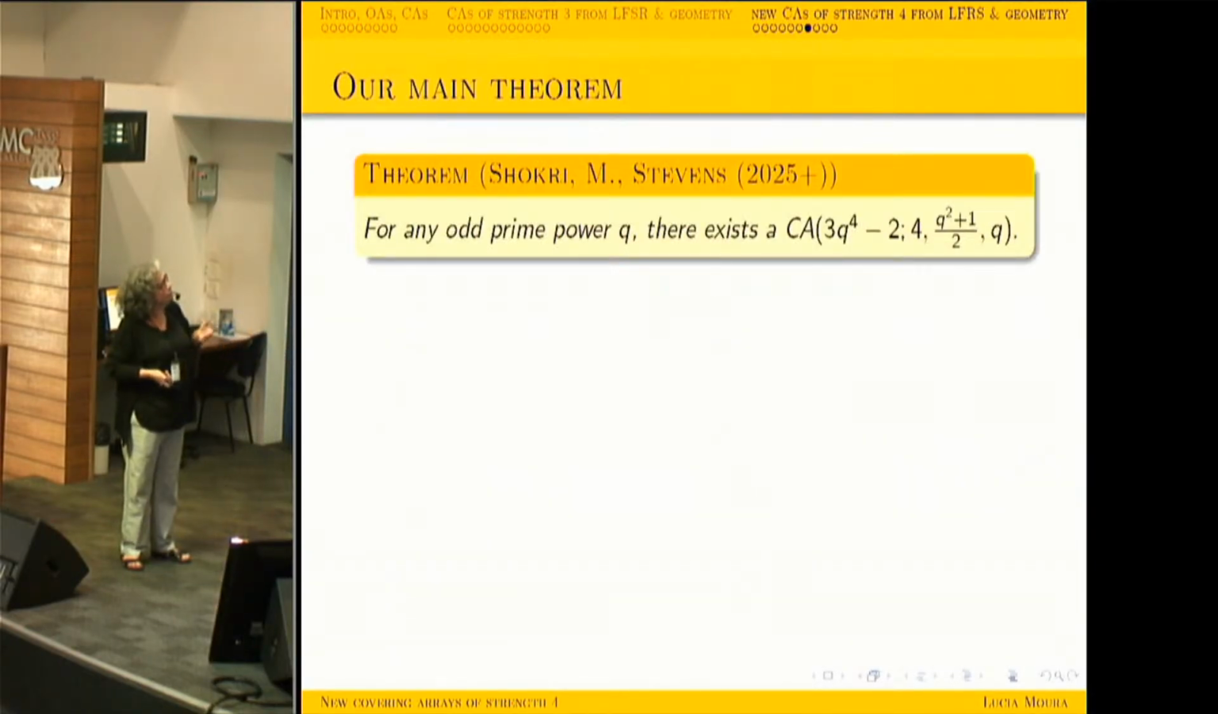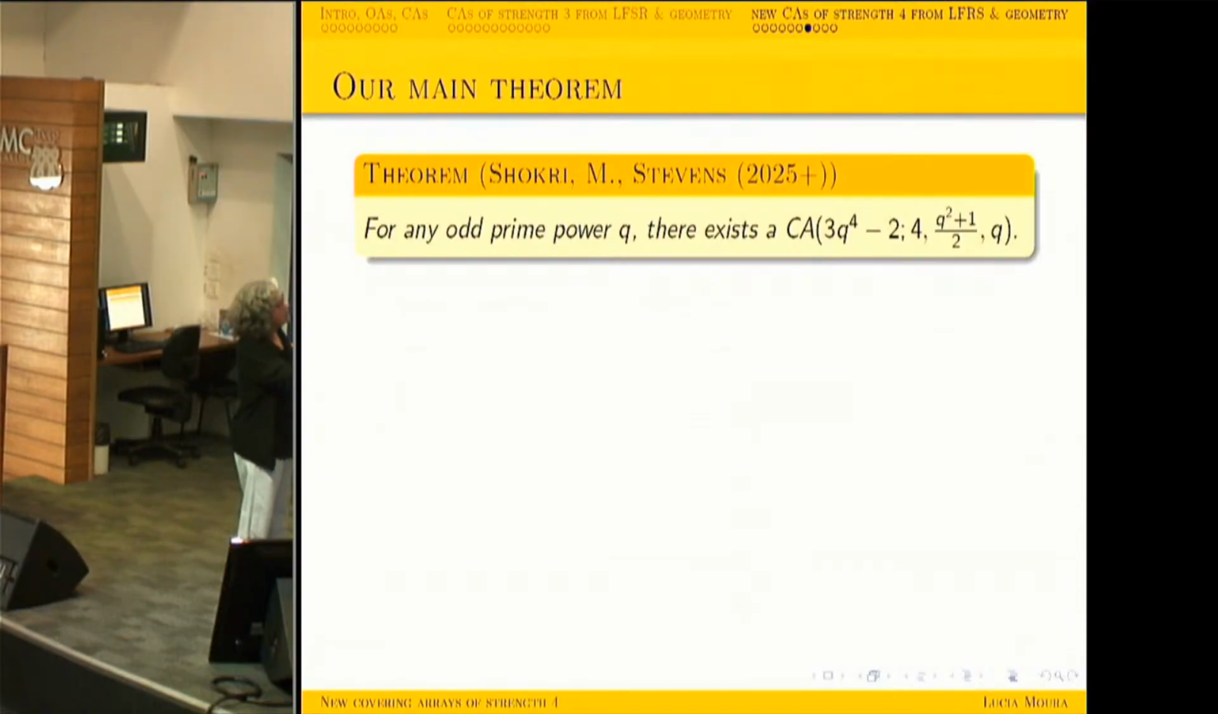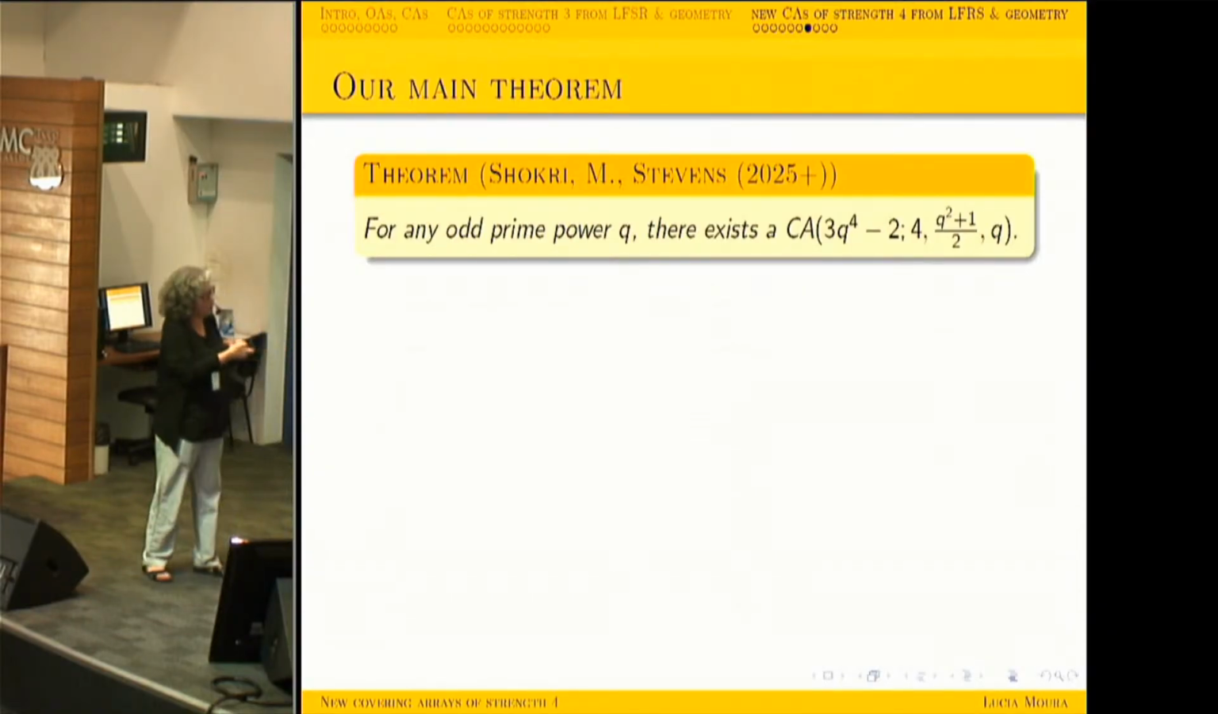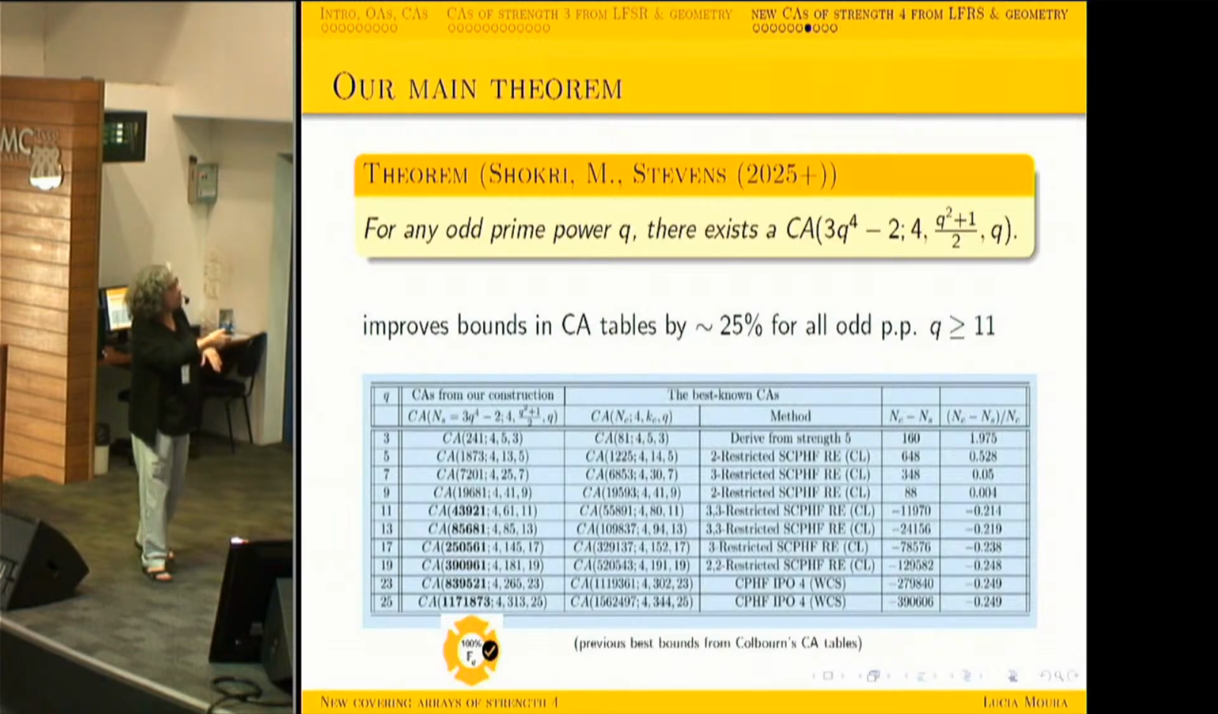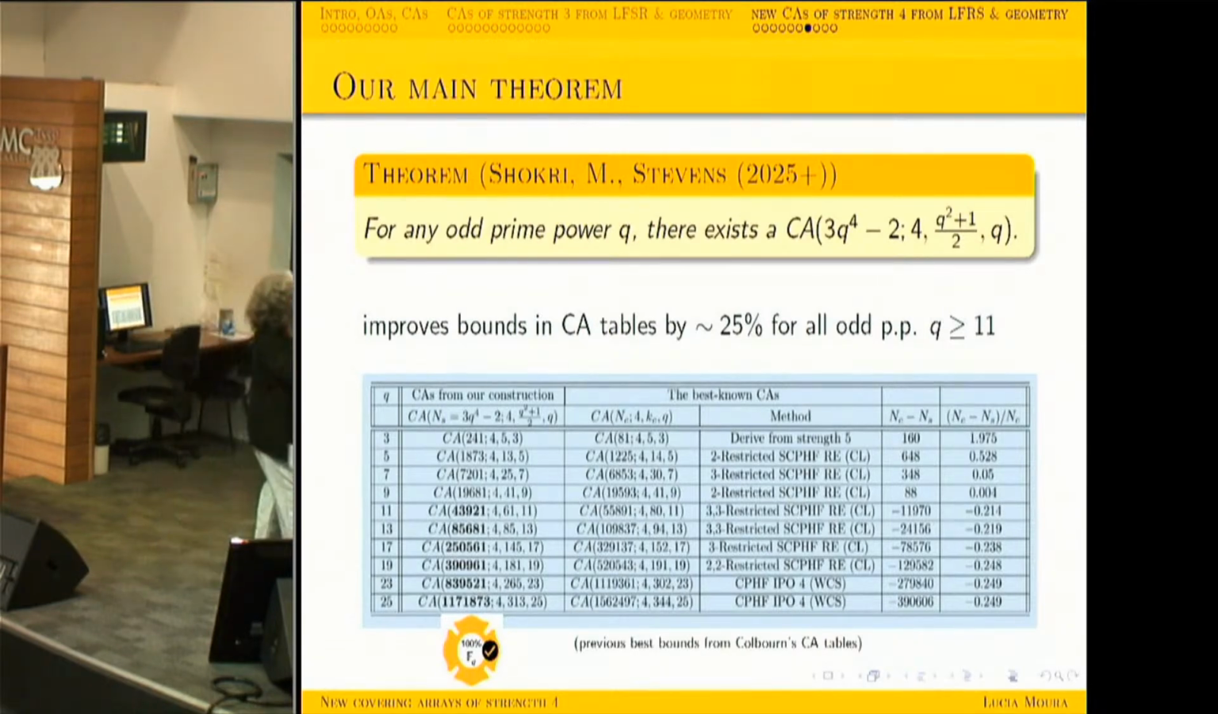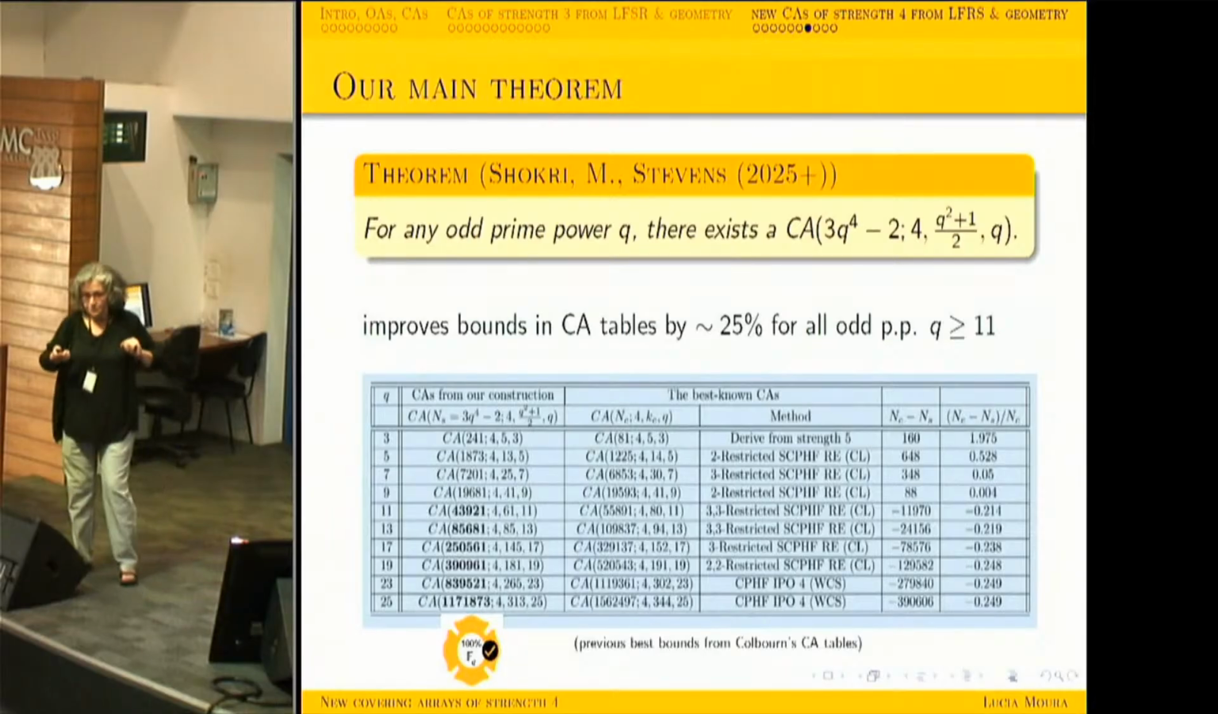And those are the parameters. The number of columns is half of the size of the ovoid. There are 3 of them, but I can throw away 2 rows of zeros that are not needed. I can reduce that. And then this decreases the bound on the best known covering array. These are the number of rows on the covering arrays in the tables by Colbourn. And then we reduced it for every q greater than 11, odd prime power. And as q grows, it's getting about 25% reduction on the number of rows in those.